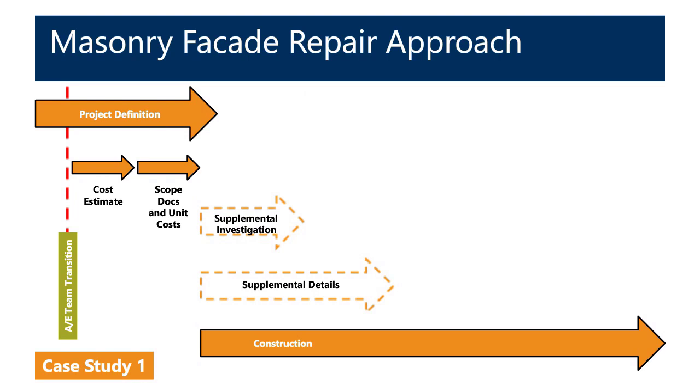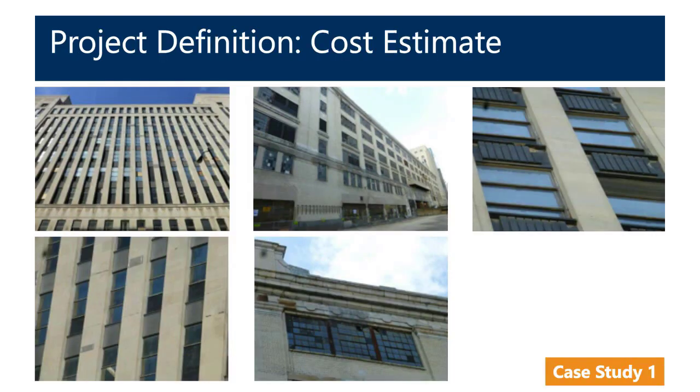Here, going back to our chart, is a quick summary of the project. As you can see, the cost estimate and scope document was a fairly small, quick process done all within a year, even a couple of months, and it quickly moved into a construction project. And again, we'll go through the processes as we go through this case study. But moving right into the project definition.